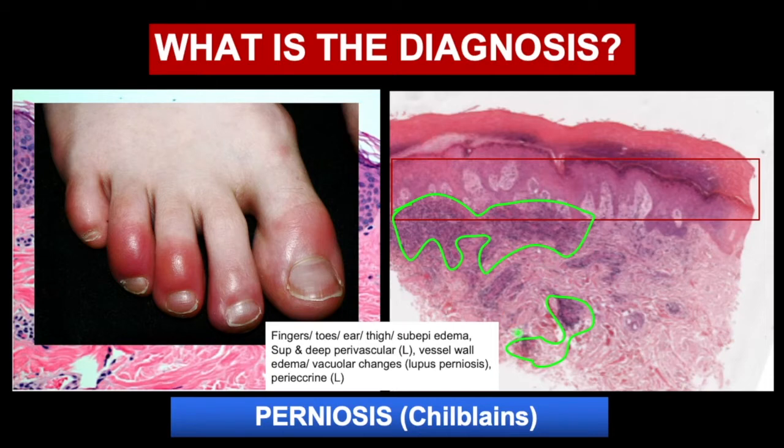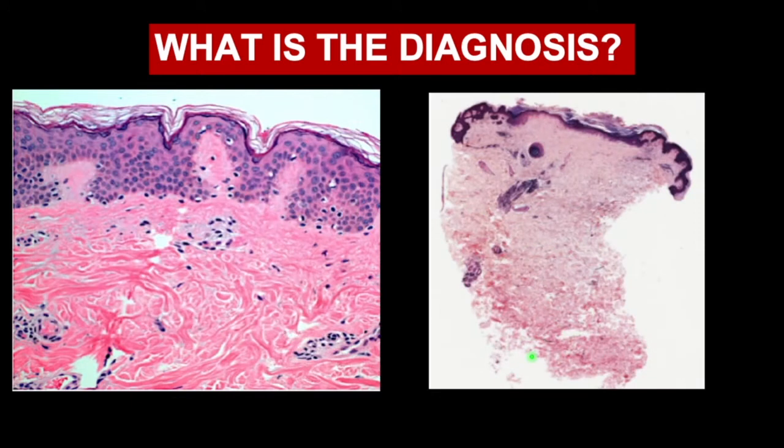If you look here, for example, around the eccrine area, around the eccrine glands, you will see a perieccrine lymphocytic infiltrate. So moving on, this is a new lesion. If you want, you can pause the video now and try to guess the diagnosis. And what do we see here in this lesion?